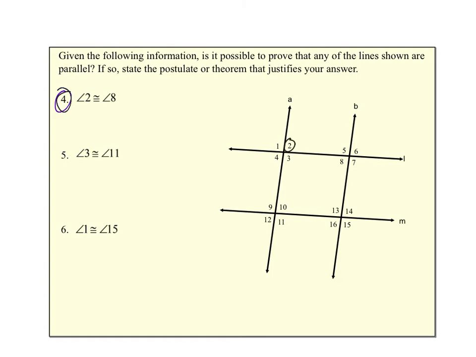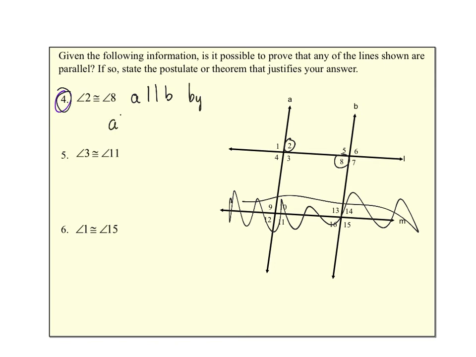So 2 is here, 8 is here. So I kind of ignore all this other stuff. Okay, L becomes a transversal. A and B are the lines I'm looking at. So I would say I can argue that A is parallel to B, okay, by alternate interior angle theorem.